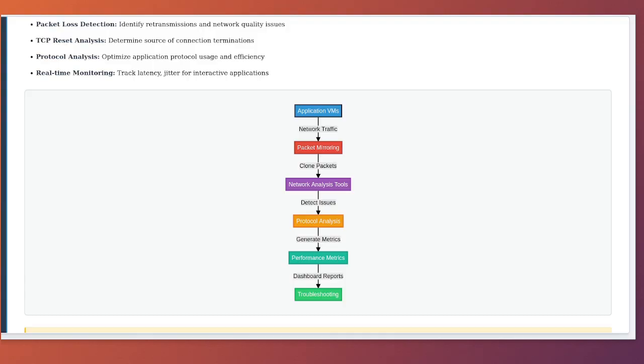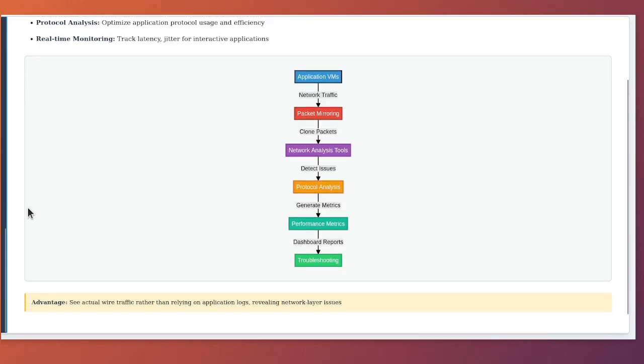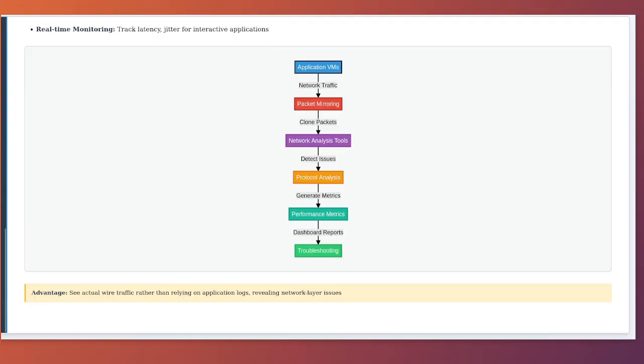At the bottom of the diagram, we see performance metrics being generated from the mirrored traffic analysis. These metrics might include average response times, 95th percentile latencies, error rates, connection establishment times, and throughput measurements. These quantitative metrics help engineers understand whether changes to the application, network, or infrastructure are actually improving performance. You can establish baselines from mirrored traffic, then compare current performance to those baselines to detect degradation before users complain.